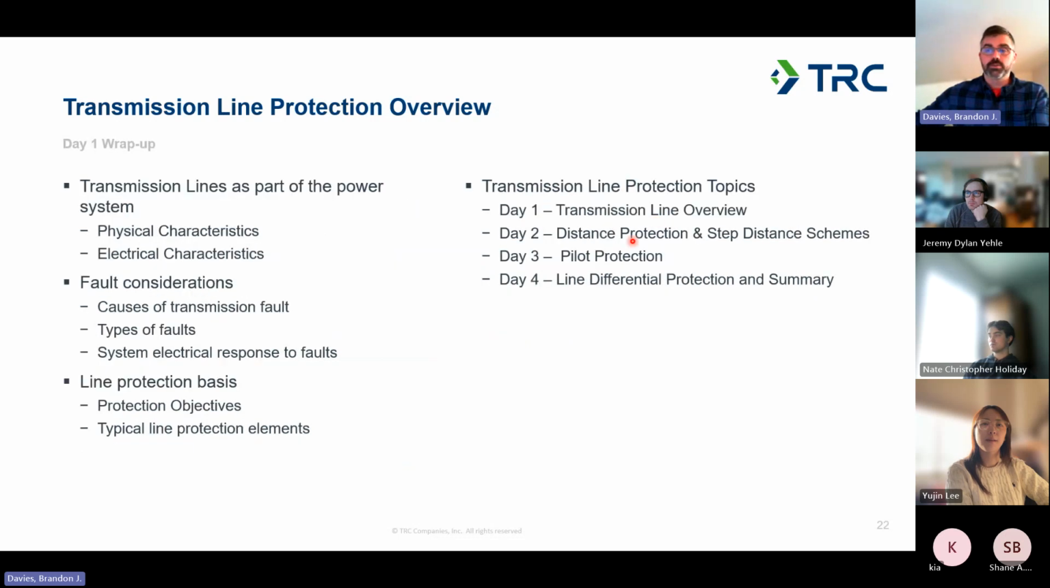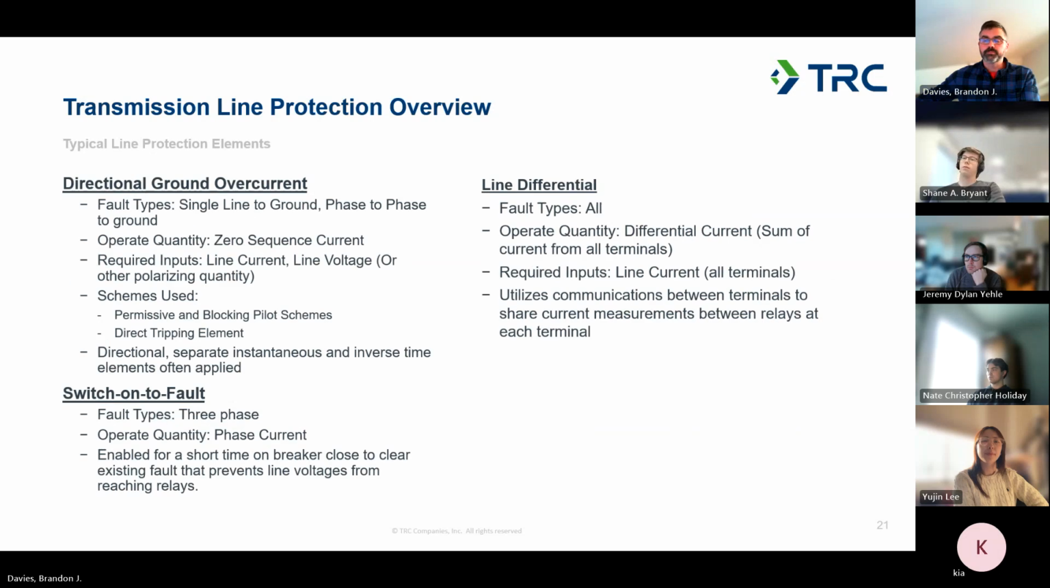So this type of scheme uses a communications channel to share current measurements from each of the terminals to calculate a differential current, basically sum the currents into each terminal and determine if there's a fault. The required inputs are just line current in this case, but you need line current from every terminal. And you need a good robust communications path between them to share the data in a high reliability, high speed fashion so that we can use that data accurately. We'll talk a little bit more about that scheme in a few days.